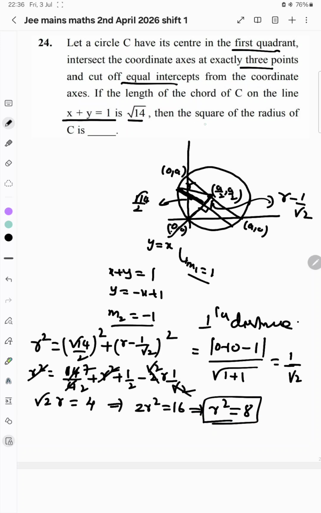They are asking what now? The square of the radius only they are asking. So the square of the radius is what we got? 8. So the answer will be 8. Clear.